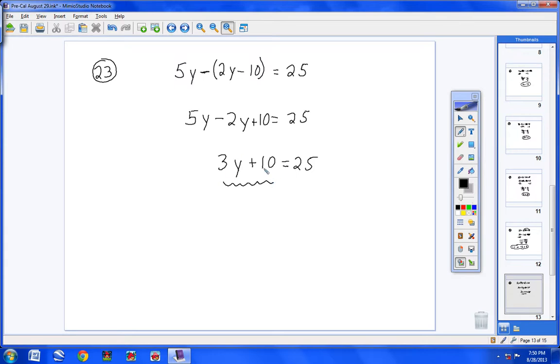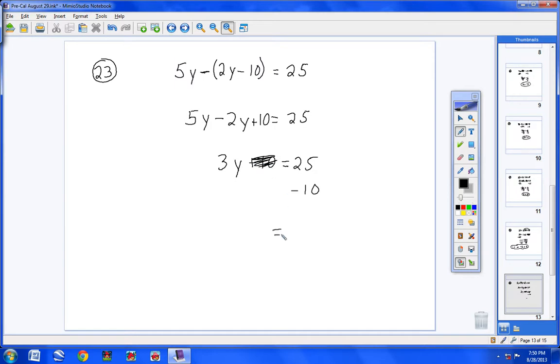No, we have unlike terms. There's nothing else we can do. So we want to get rid of the 3 and we want to get rid of the 10. We always save this number for last. So let's bring this positive 10 over. When I bring this positive 10 over, it's going to become a negative 10. So this 10 is now gone.